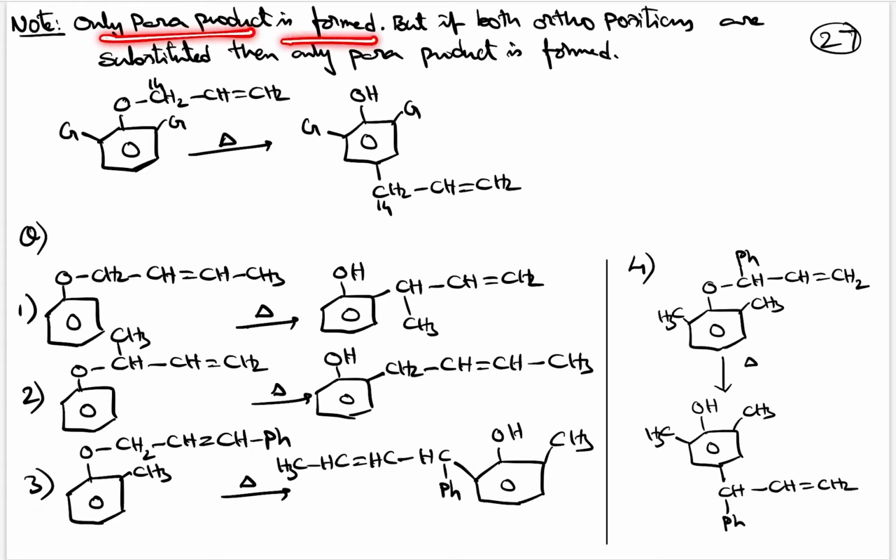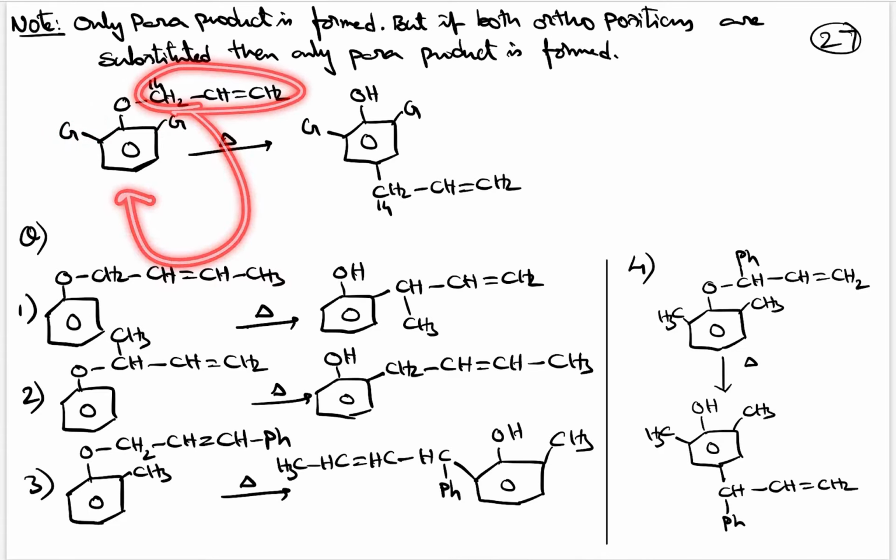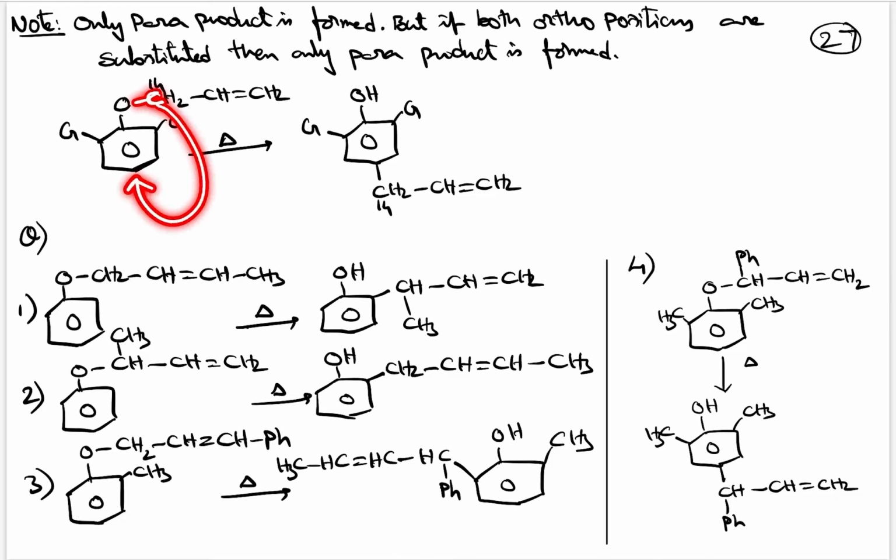Only ortho product is formed, but if both ortho positions are substituted or blocked, then only para product will be formed. You see here, if both ortho positions are substituted, then this group will directly migrate onto the para position, that is, whatever carbon is attached to oxygen, that only will be bonding at the para position. That means inversion will not happen here. So some of the examples I have also given.